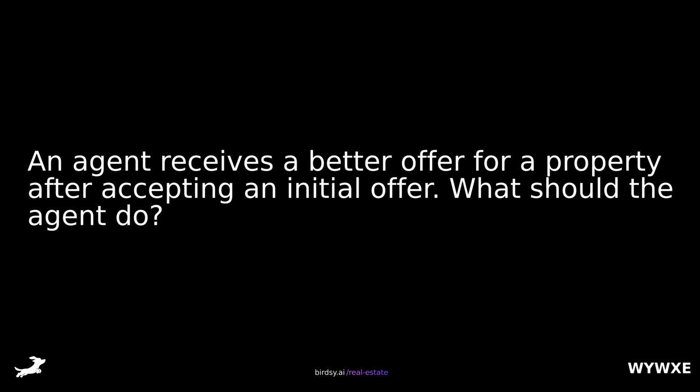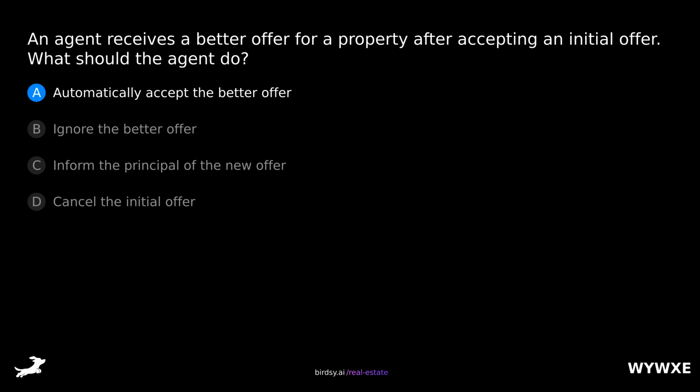An agent receives a better offer for a property after accepting an initial offer. What should the agent do? Is it A, automatically accept the better offer, B, ignore the better offer, C, inform the principal of the new offer, or D, cancel the initial offer? The answer is C. Inform the principal of the new offer.